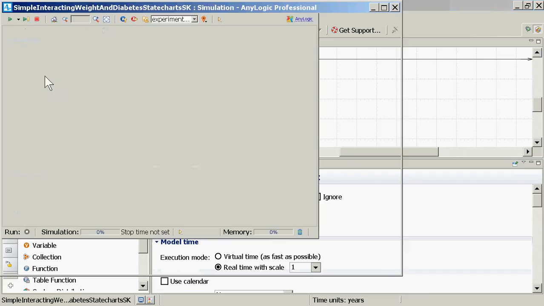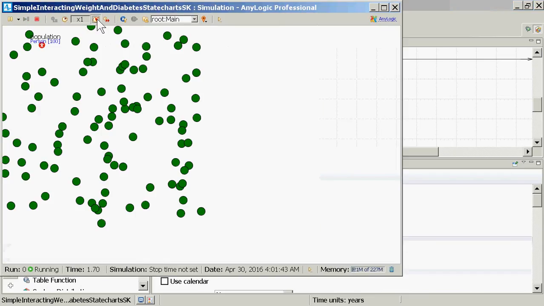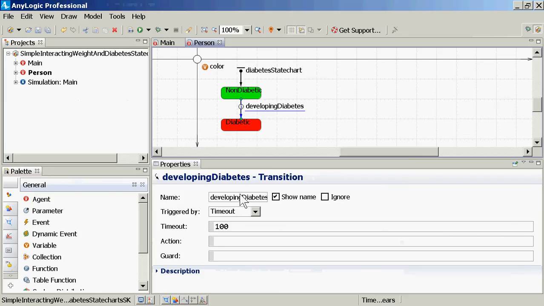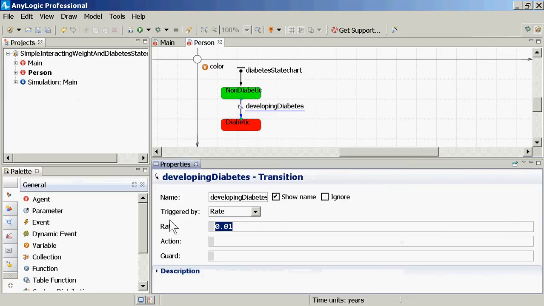Okay, now they're actually going to change at the same time. So we're going to have to wait until it goes up to 100, and now we're going to go, boom. They're all changing at the same time. So there's a big difference between a rate transition and a timeout, even though the mean is the same. The average amount of time that they spend in the non-diabetic state is 100 years here. But with a timeout, they change at exactly that time. With a rate, they have a certain chance per unit time of going.